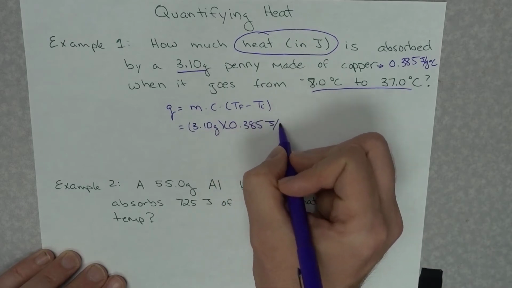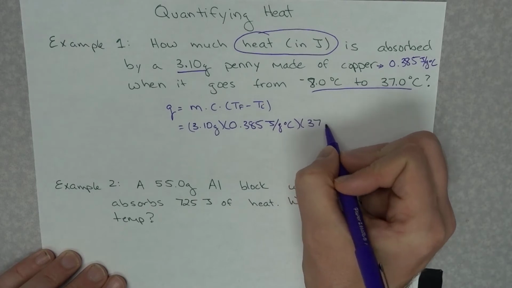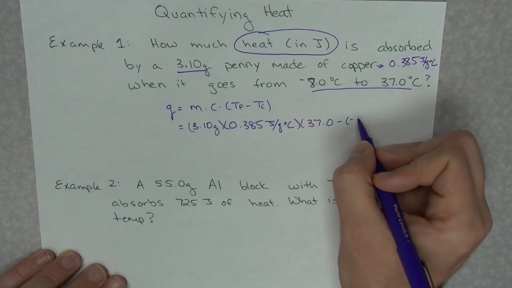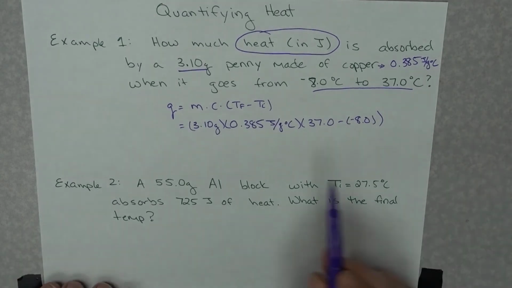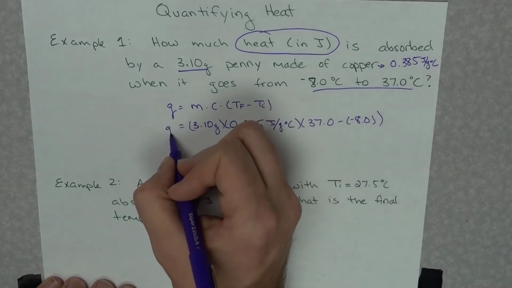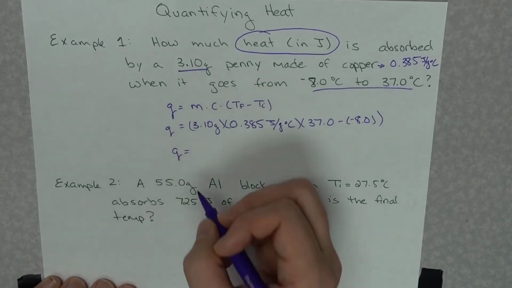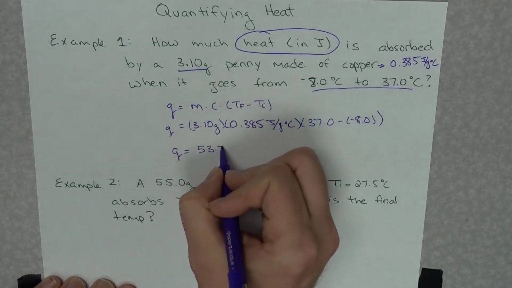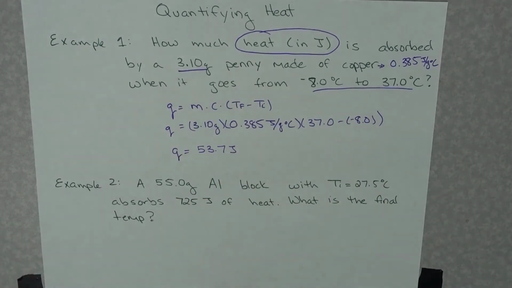0.385 joules per gram degree Celsius, and 37.0 minus -8.0. All right, there are no variables in here, so whatever comes out should be my answer in units of joules, and when I go through and do that, I get 53.7 joules. Okay, so it doesn't take a whole heck of a lot of energy for me to heat a penny from very cold to body temperature.